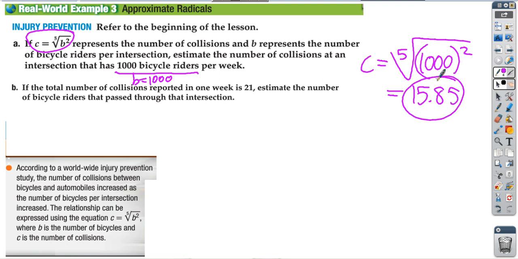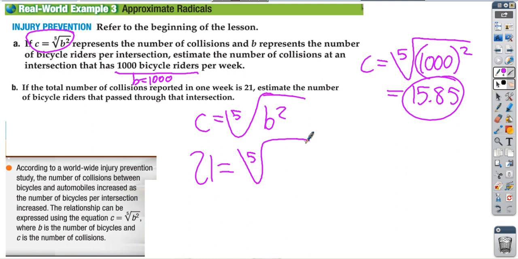Second question here, the last question says the total number of collisions reported in 1 week is 21, so that means now C is 21. C stands for the number of collisions. If this is 21, estimate the number of bike riders. So we're being asked to solve for b. How do we do that? We need to cancel out that 5th root, and the opposite of taking the 5th root is raising to the 5th power.